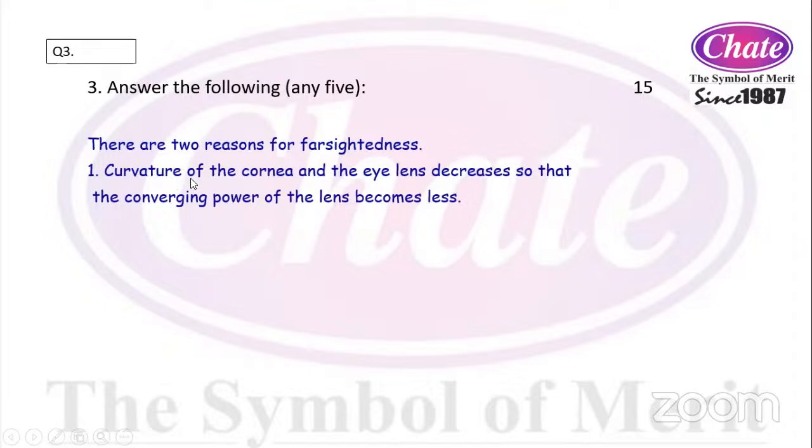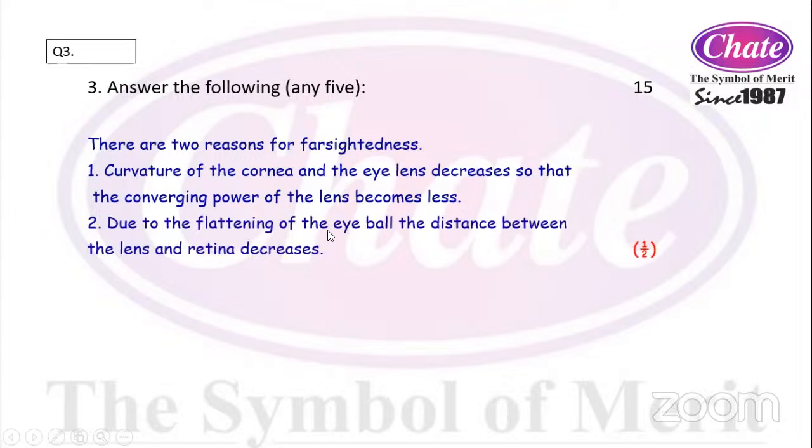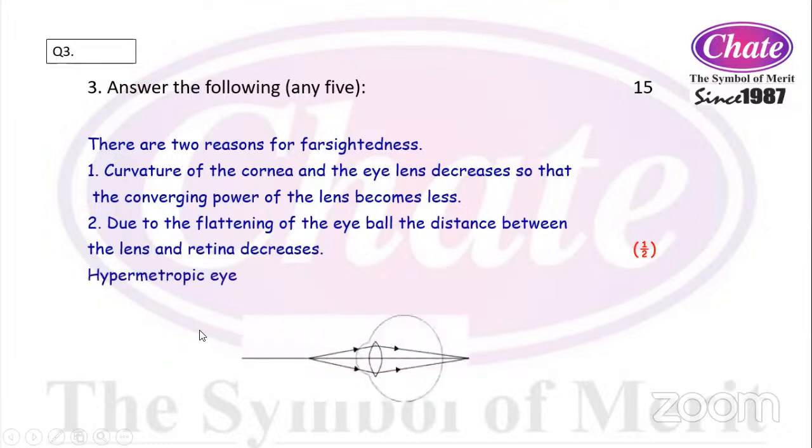So first thing is the curvature of the cornea and the eye lens decreases, so the converging power of the lens becomes less. Then second is due to flattening of the eyeball, the distance between the lens and retina decreases. So the image will form just behind the retina. So you can see the hypermetropic eye, it will form the image like this. So nearby objects, the light from the nearby object will fall on the eye and the lens will not be able to converge within the given distance.